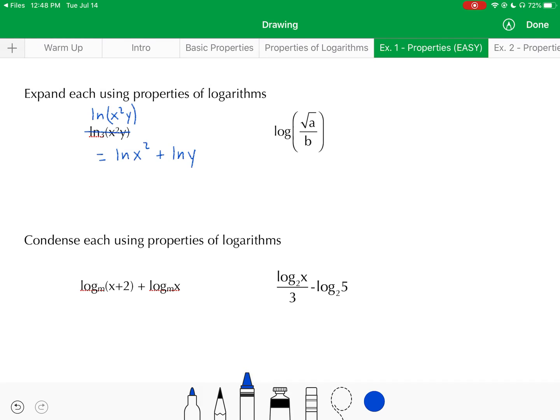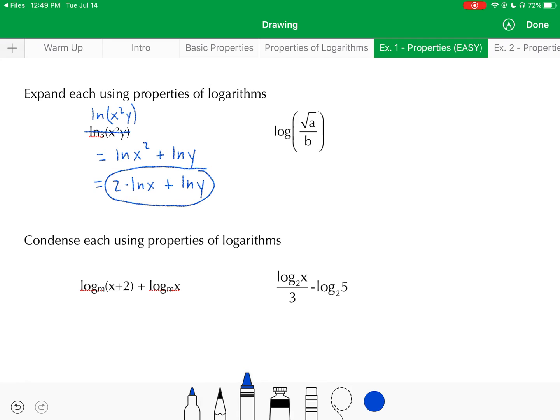Okay. And then the only other property that can be used here is that power property with the fact that x is being squared here. I can now write this as 2 times the natural log of x plus the natural log of y. And this would be as expanded as we get here. Okay? All right, next logarithm.